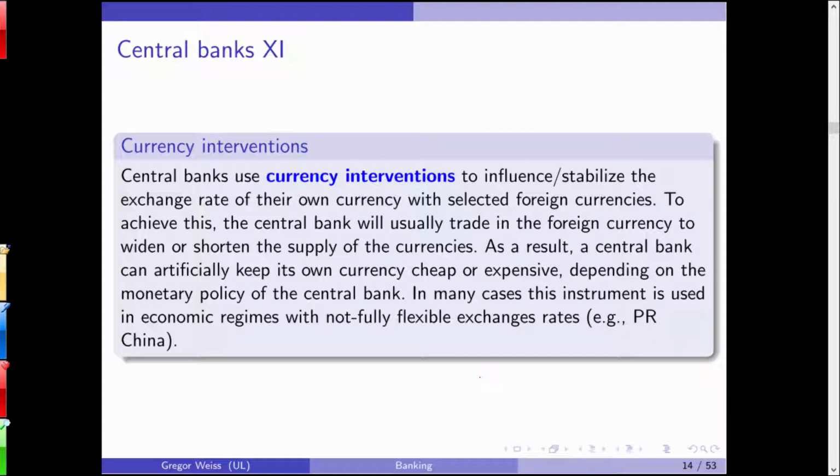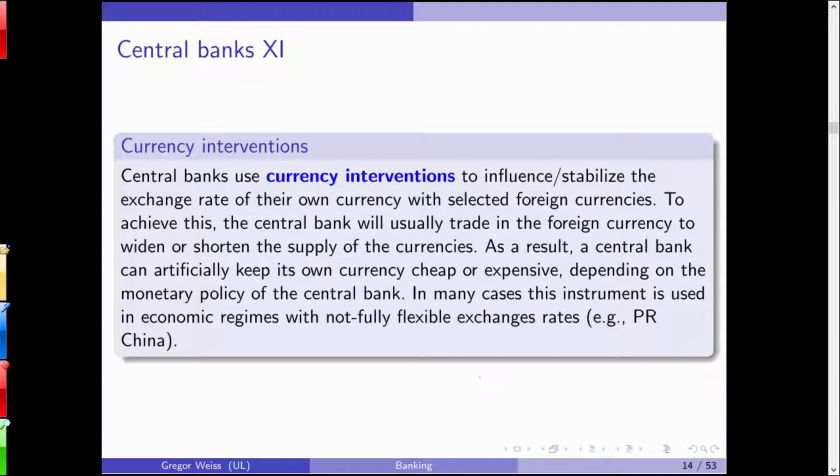Of course, not within the euro system. Within the euro system, we all have fixed exchange rates, and there are no currency interventions within the euro system. But of course, when it comes to the exchange rates with foreign currencies outside the European Union, and in some cases, these instruments are more important than for other central banks.